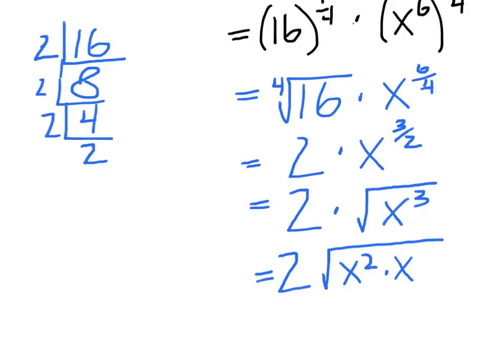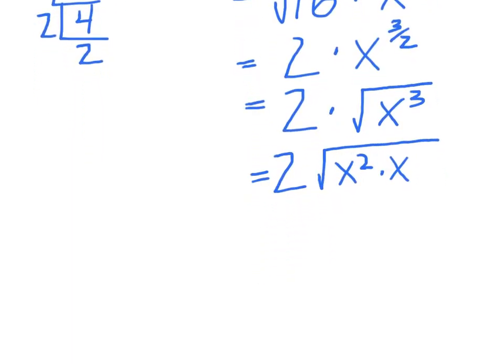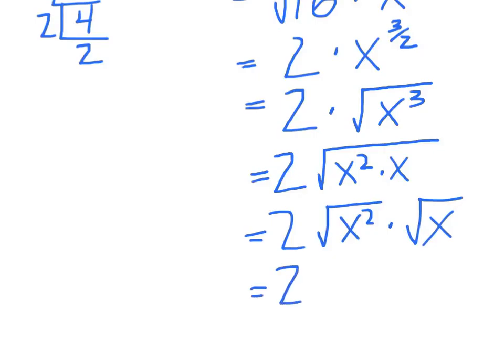And then we can break it down even further and say, here's our 2 still. We can say that the square root of x squared times x is the same as the square root of x squared times the square root of x. Okay? So we have 2, and then we have the square root of x squared. Okay? And that means what? It's just x. And then we wind up here with the square root of x left over. So 2x times the square root of x.